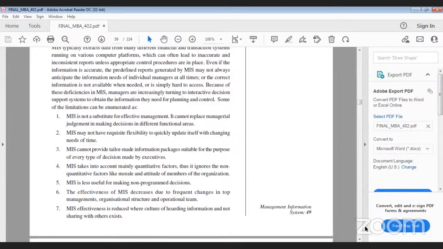The effectiveness of MIS decreases due to frequent changes in the top management and organization structure. Effectiveness is also reduced where there is a culture of holding information and not sharing it with other agencies.